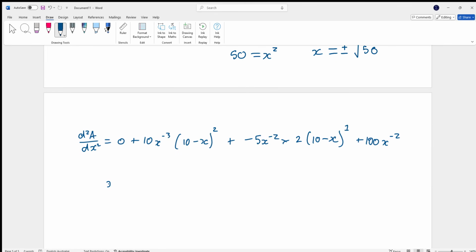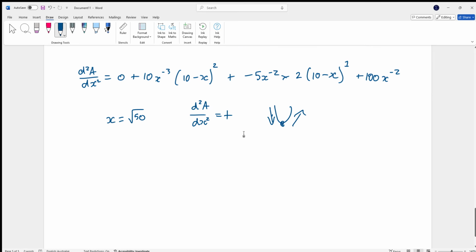Alright, so here we want to show when x is the square root of 50, that the second derivative is positive, to verify it's a minimum, because it's going from a negative gradient to a positive gradient, which is an overall positive rate of change. Here I would try and tidy things up, because you don't need to compute the exact number necessarily here. You just have to show it's positive.